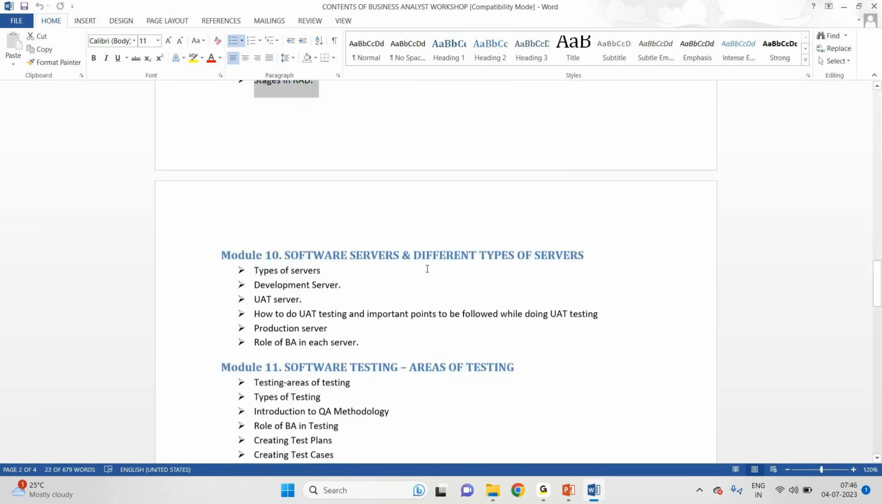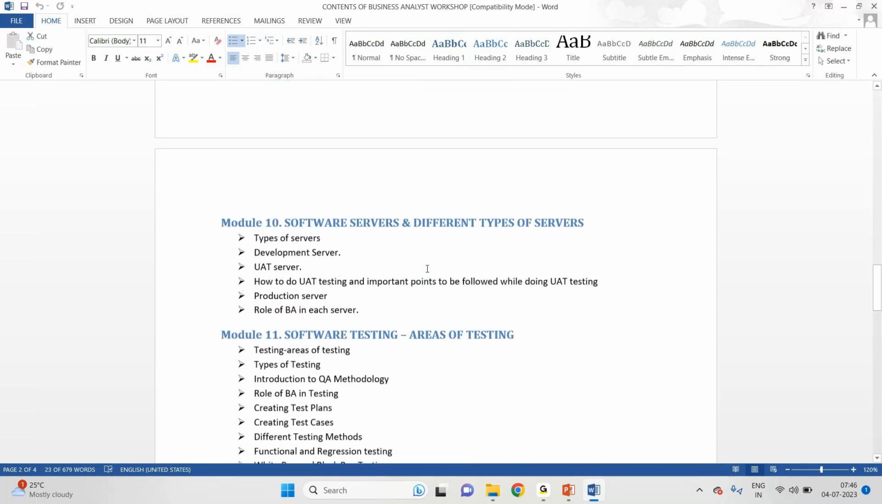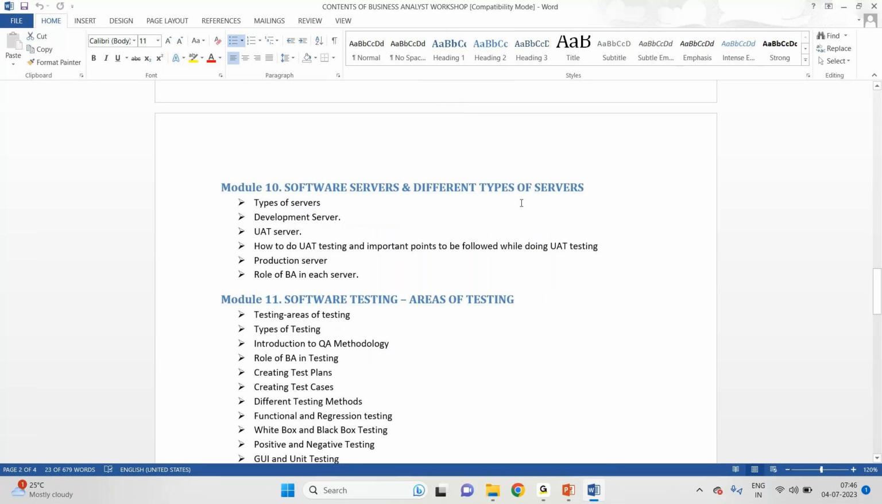Then module number 10 is software servers and different types of servers. So here I am going to explain what is a server, what are the different types of servers, like what is a development server, what is a testing server, what is a production server. So what happens for a project in each and every server, and what is the role of a BA in each and every server. Apart from this, I will explain what is UAT server also, and how to do UAT testing, and what are the important points we need to follow while doing UAT testing.